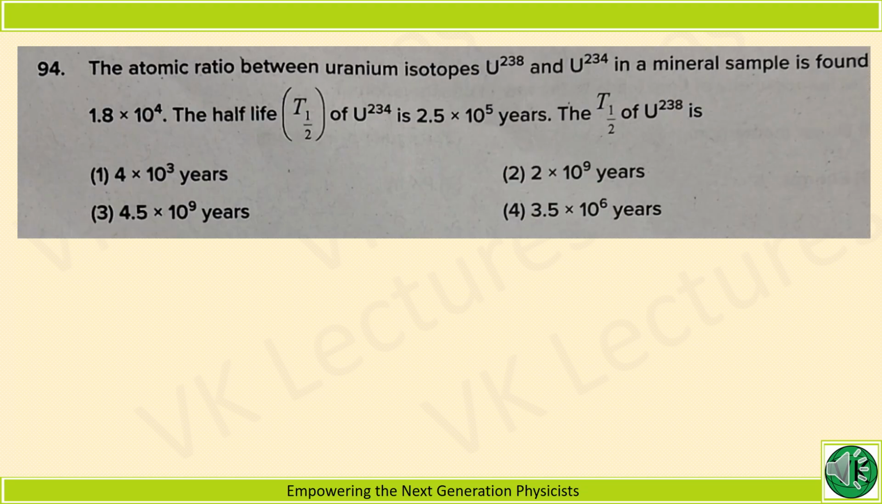The atomic ratio between uranium isotopes U-238 and U-234 in a mineral sample is found to be 1.8 into 10 to the power 4. The half-life of U-234 is 2.5 into 10 to the power 5 years. Then the half-life for U-238 is, the correct answer is option 3, 4.5 into 10 to the power 9.